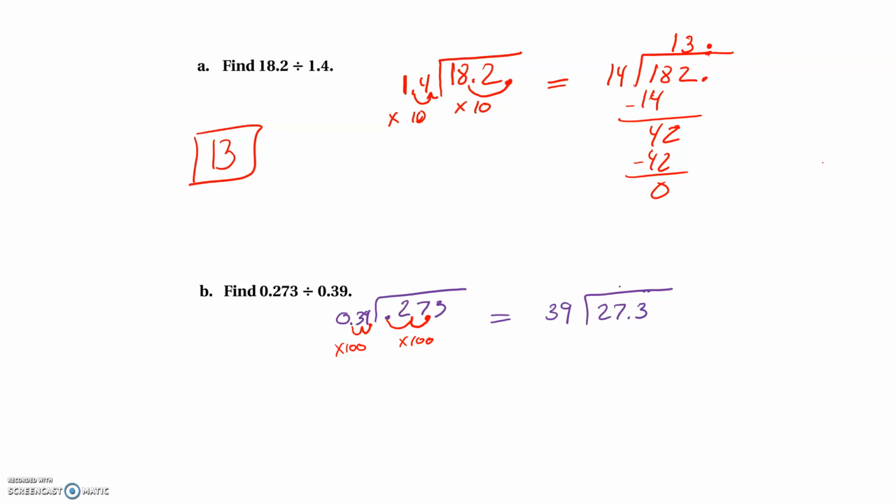All right, 39 goes into 27 0. The decimal goes right above itself. And then so 39 goes into 273 7 times. And that's going to give me an even number with nothing else to continue. All right, and so that is my answer. So 7/10.